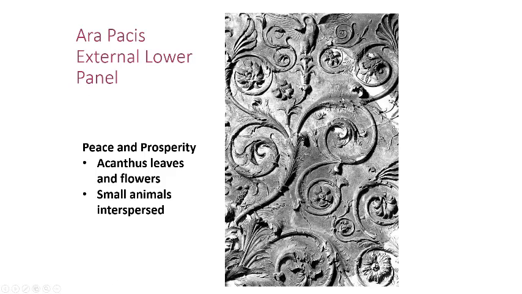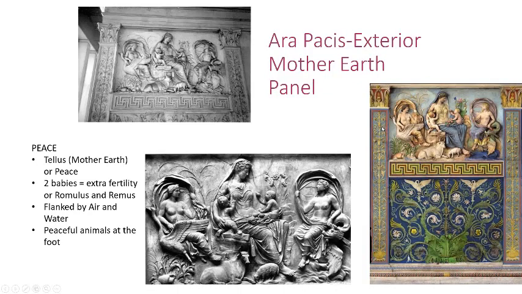Lower panels all suggest, again, a bounty: everything is fertile and growing and nourished. These plants all represent that, as well as the empire itself being nourished and growing. Everything, these little animals in it, and everything is just dandy.